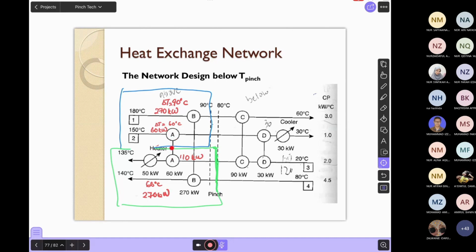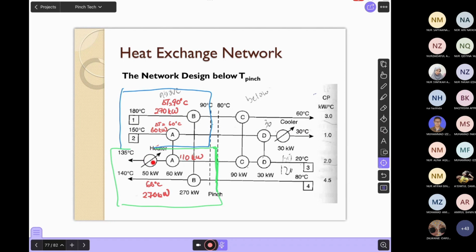Boleh tak? Boleh tak 60 dengan 110 ni? Boleh tak dijodohkan? Boleh. Rasanya boleh. Okey, boleh. Cuma dia dapat absorb 60 saja. 60 kilowatt saja. Dia perlukan 110. That's why you need to produce heater kat sini. Sebelum you capai 135 degree Celsius. So the heater power should be 50 kilowatt.